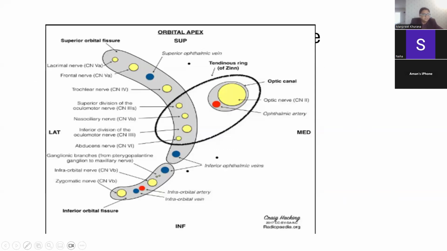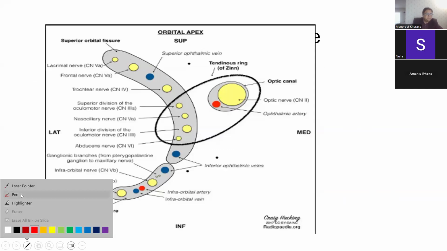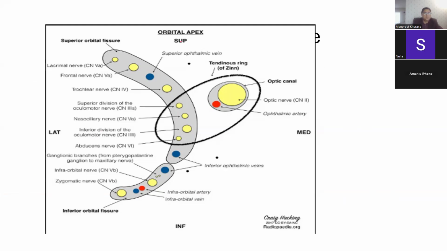Now in this diagram, if you see, this is the superior aspect, this is the lateral aspect, this is the medial aspect, and this is the inferior aspect. Okay. Now the above one, this is the superior orbital fissure, and this one is the inferior orbital fissure. And this is known as the tendinous ring of Zinn.